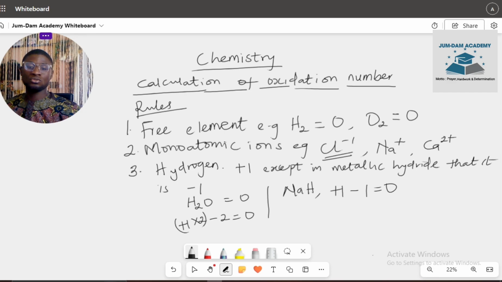So this is the case for all metallic hydrides. Whenever we have a metallic hydride, probably calcium hydride, we should always know that we are going to have -1. Is that clear? So the oxidation number of hydrogen is always +1, except in metallic hydride, where it is -1.